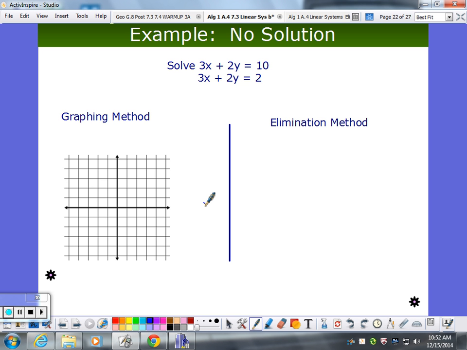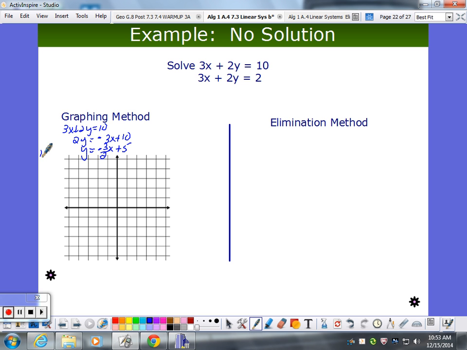So 3x plus 2y equals 10, and 3x plus 2y equals 2. So if I want to do this by graphing, you told me it's the easy method. So how do I do this by graphing? Let's see, if I start with 3x plus 2y equals 10, subtract that 3x, 2y equals negative 3x plus 10, divide by 2, so y equals negative 3 halves x plus 5.